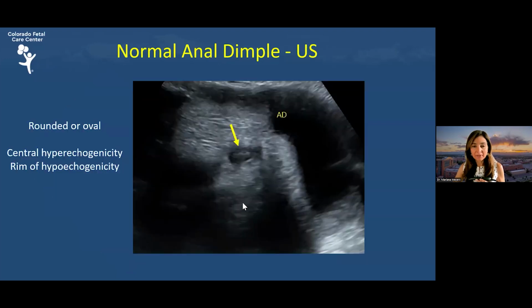Okay, the anal dimple. In the SPR, sadly, I'm known as the anal dimple queen. So I don't know if I need to embrace that. But anyway, hopefully you can remember this from my talk.